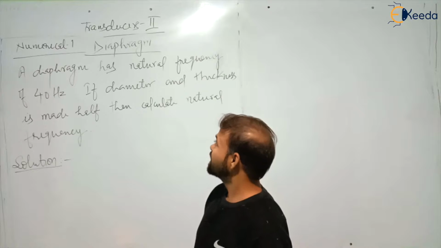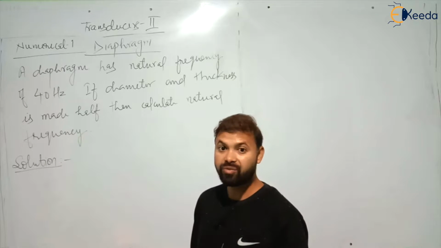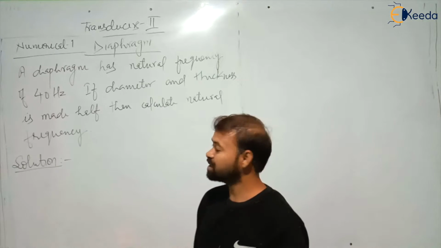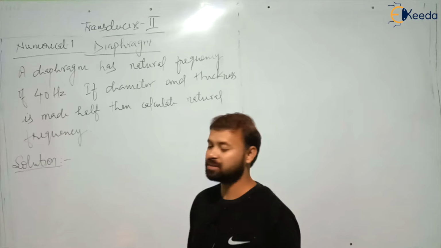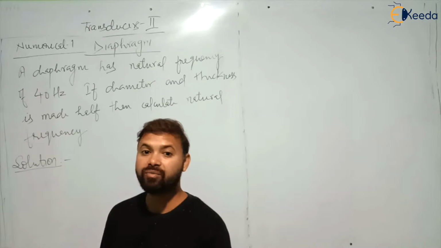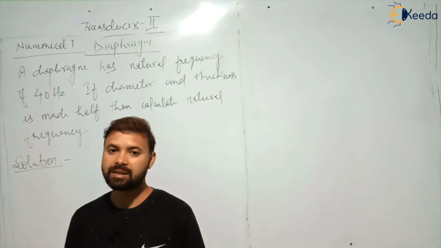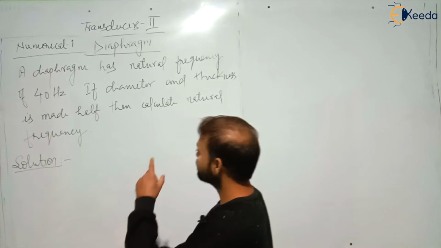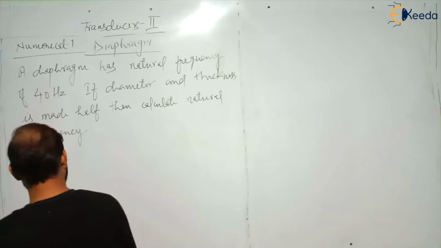A diaphragm has a natural frequency of 40 kHz. If its diameter and thickness are made half, then calculate the natural frequency. So in this question, we have to calculate the natural frequency of the diaphragm if its diameter and thickness are made half. Okay, so let us solve this question.